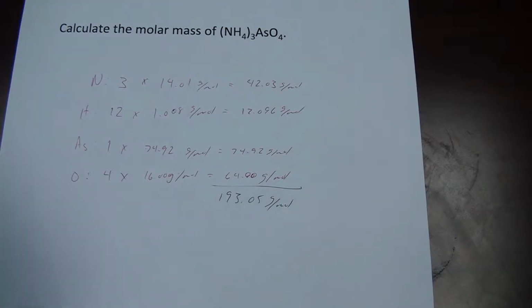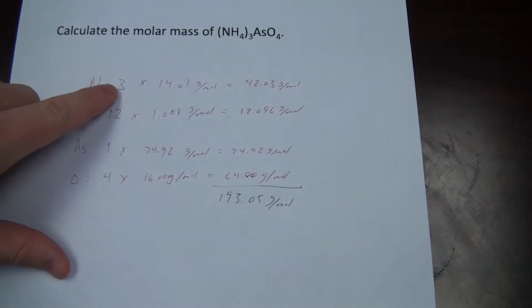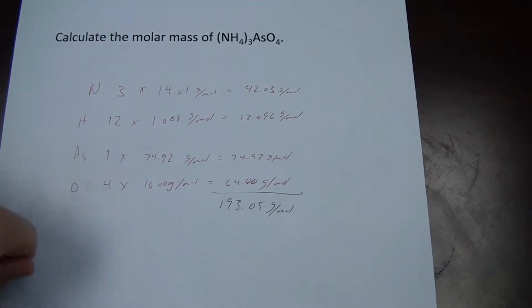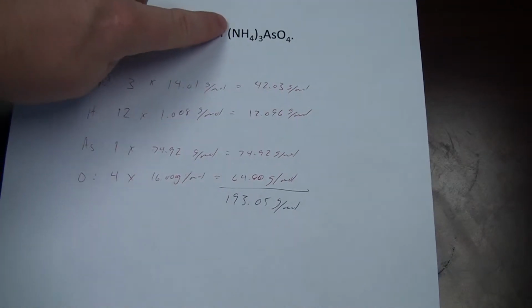Same process. Remember that instead of single atoms, we're now talking about moles of each one of those. So for 1 mole of a molecule, we have 3 moles of nitrogen.